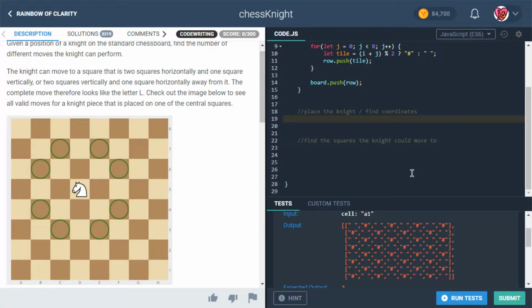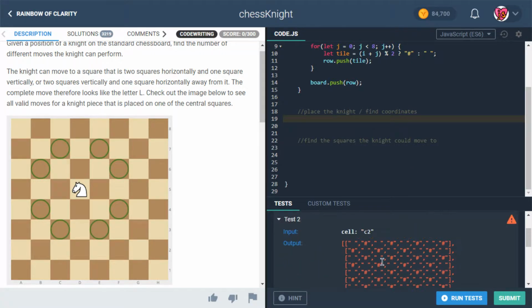So how are we going to find the coordinates? Well, let's take a look at what our cell is looking like, our input here. So it's something like a C2. How do we want that to translate? So C2 would kind of be like the third row, the second column.